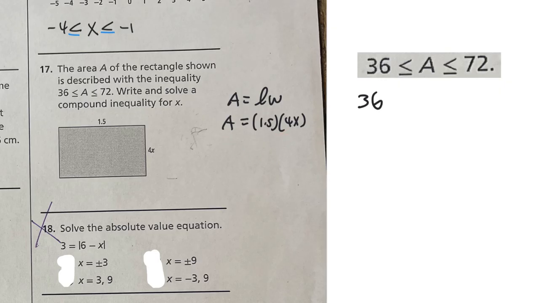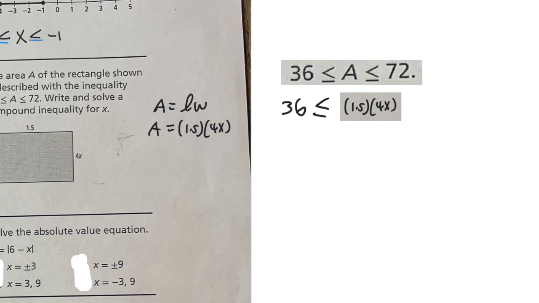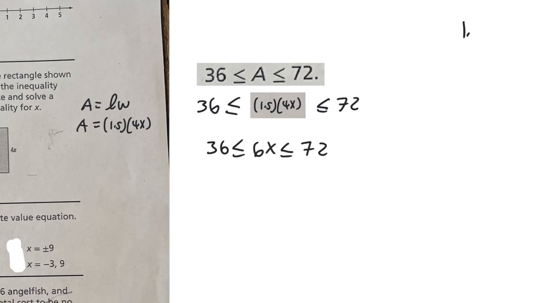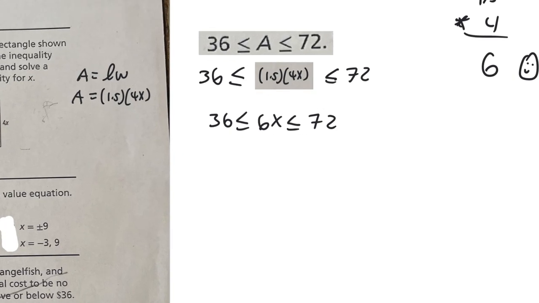So let's do that. We have 36, and we will put this in between, and that's our situation. Now, 1.5 times 4x is 6x, if you were to work that out. For my student watching, worst comes to worst, just do 1.5 times 4, and you would realize that it's 6, after doing the work. So then we have this scenario. The thing about this is it's pretty easy to solve.